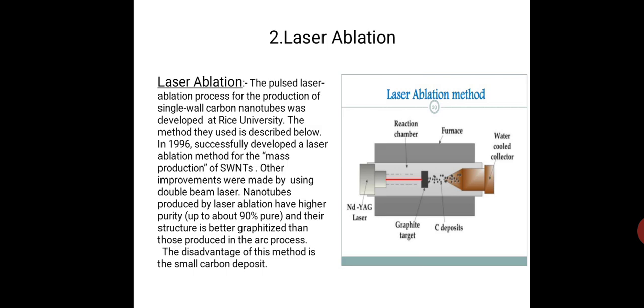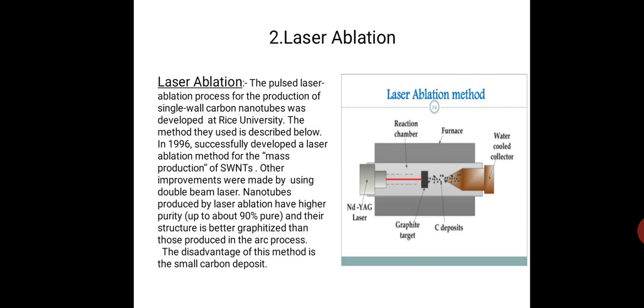So coming to the laser ablation method, the pulsed laser ablation process for the production of single-walled carbon nanotubes was developed at Rice University. The method they used is described below. In 1996, they successfully developed the laser ablation method for the mass production of single-walled carbon nanotubes.